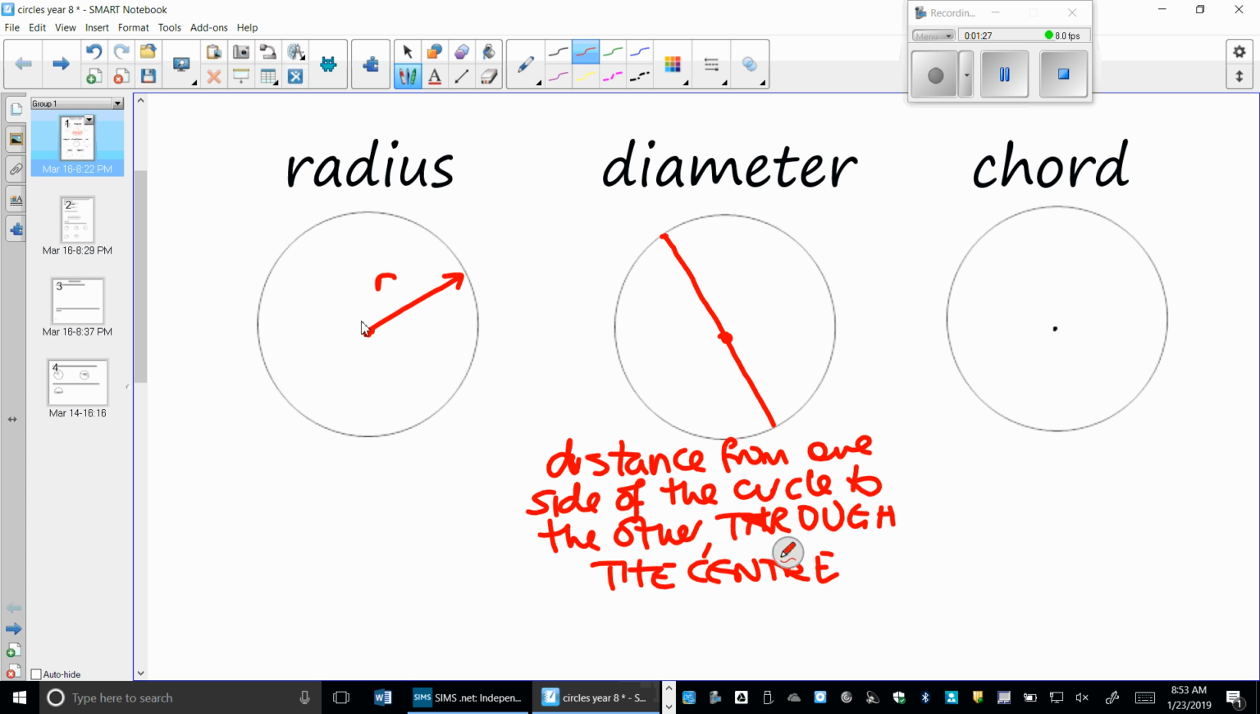So the diameter is the distance from one side of the circle through to the other through the centre. Now, we label the radius R. What letter do you think we're going to label the diameter? D. No prizes for that one. Okay, so we've got the radius and we've got the diameter.